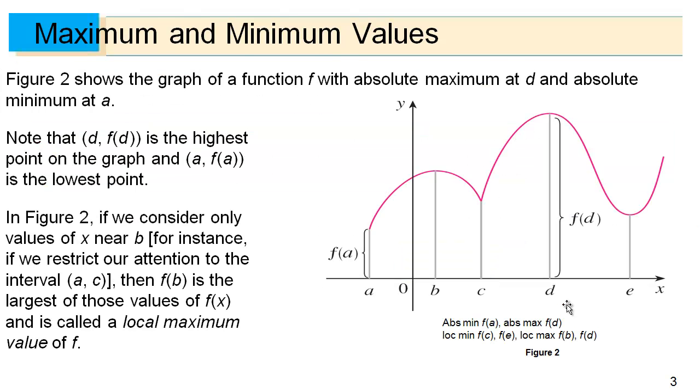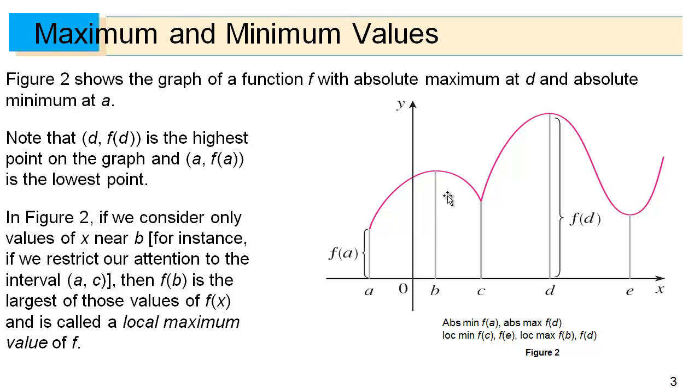Figure 2 shows a graph with absolute maximum at D, right? You can see how it takes on its highest value here. Absolute minimum over here at A, that's the lowest it takes. But you'll also notice that if we look at just this little neighborhood, this smaller interval from A to C, that it takes on a maximum value here at B.